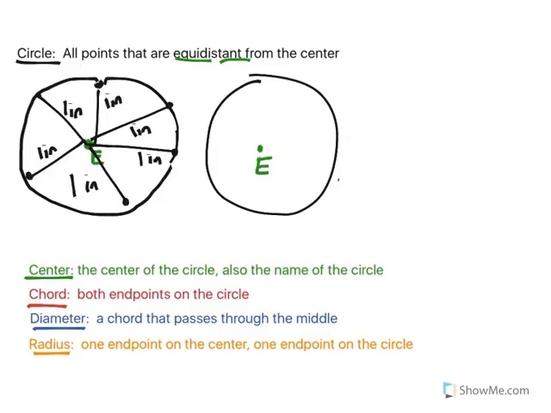The chord is defined as a line segment where both endpoints are on the circle. So if I have an endpoint here, and I have an endpoint here, and I create a segment, this will be a chord. A diameter is a chord that passes through the middle. So remember, a chord has one endpoint on this side of the circle, its other endpoint on the other side of the circle, and it passes through the center. So this is a diameter. And then a radius is a line segment that has one endpoint on the center and one endpoint on the circle. So that is a radius.